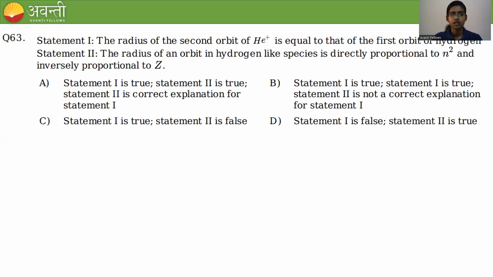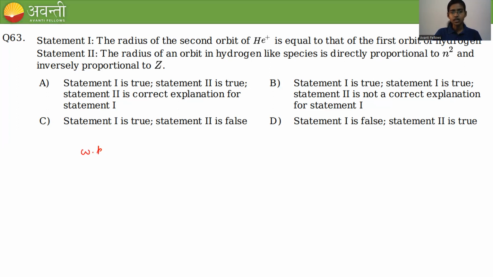Now coming to question number 63. Statement 1 and statement 2. Two statements are given. We have to find out the correct answer. What is statement 1? The radius of second orbit of helium plus is equal to that of the first orbit of hydrogen. And statement 2 says like this: the radius of an orbit in hydrogen-like species is directly proportional to n square and inversely proportional to Z. They are as given. So what is the relation we know?